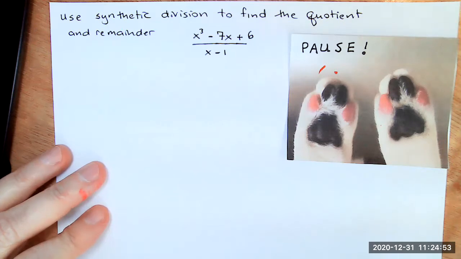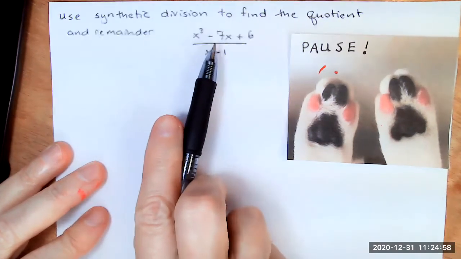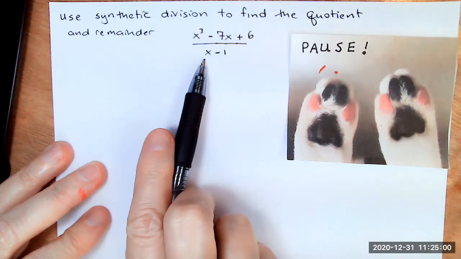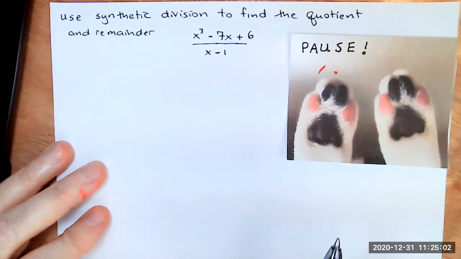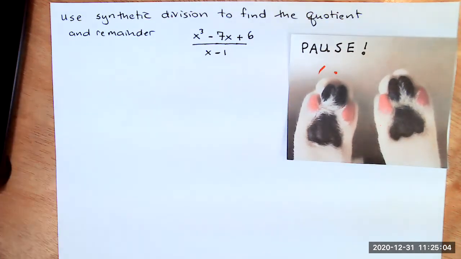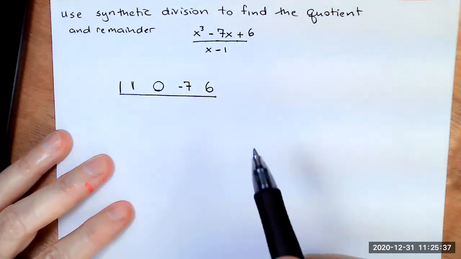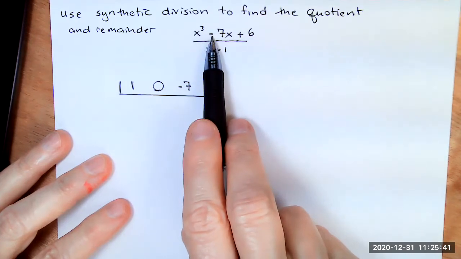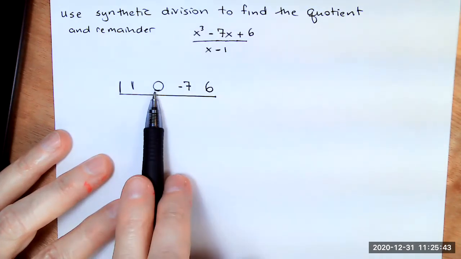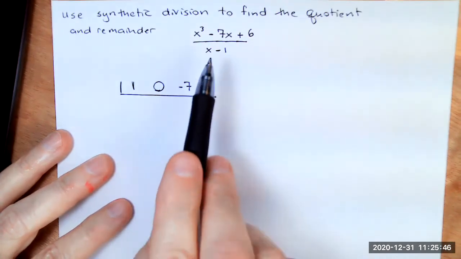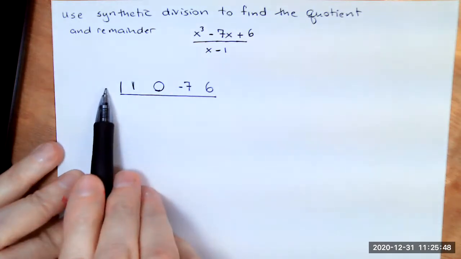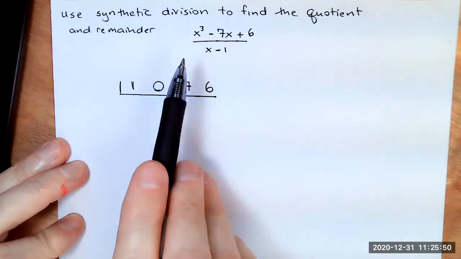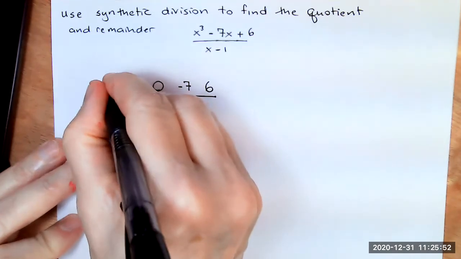All right, let's use synthetic division to find the quotient and remainder of x cubed minus 7x plus 6 over x minus 1. So I would hit pause and try this one on your own. All right, so again, it's missing a term. There's no x squared term, so you have to put a placeholder. And then here in the divisor, we don't put negative 1, we put positive 1. So it's the opposite.